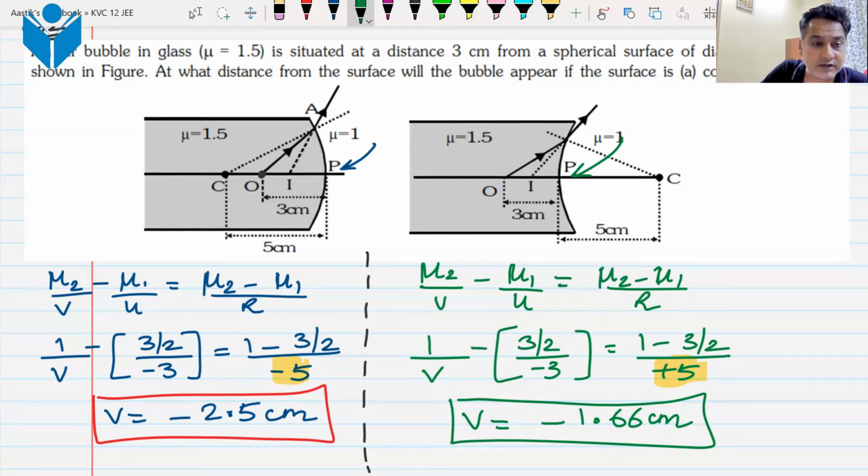So this is how you find out refraction from a curved surface. Anyone understand this? Yes, sir.